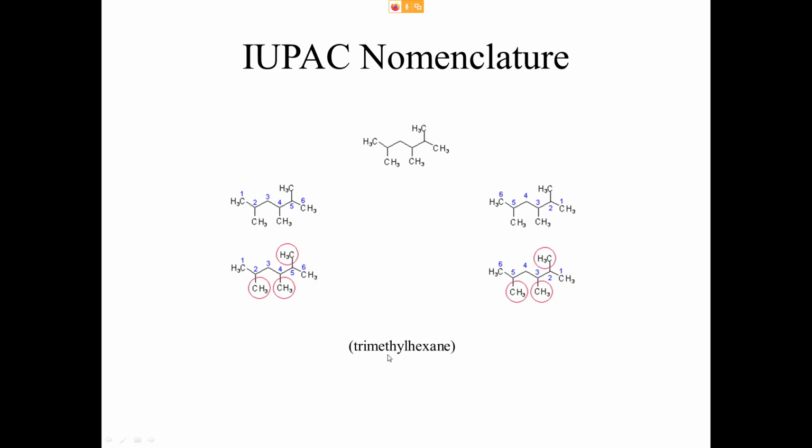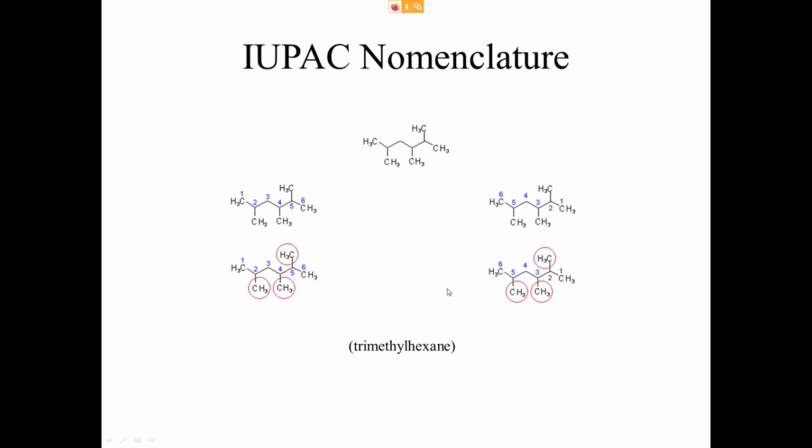But now I need to tell you where they are, because they could be in many places. Right? So I need to tell you the locations of those methyl groups. So doing the one on the left, what location do you get if you count the methyl groups? 2, 4, 5. And the one on the right? 2, 3, 5. One of those is better than the other. Which one's better? The second one. The one on the right.